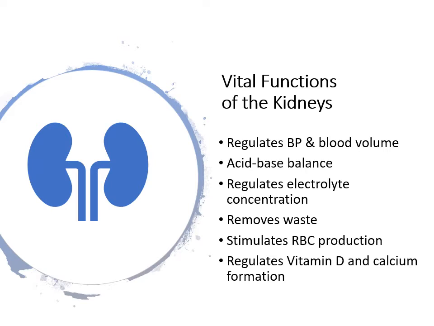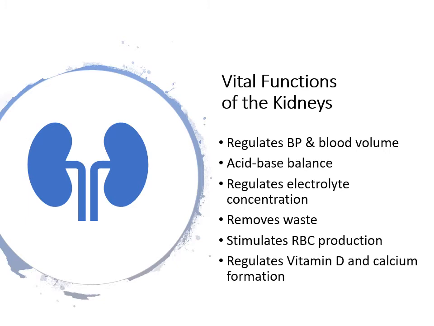Okay, back to the main functions. So the kidney regulates blood pressure and blood volume. We've spoken about ADH, antidiuretic hormone, that controls how much fluid is reabsorbed at the collecting duct. We've spoken about aldosterone and how that reabsorbs salt or sodium and water. So blood pressure and blood volume are regulated by the kidney and hormones that act on the kidney.